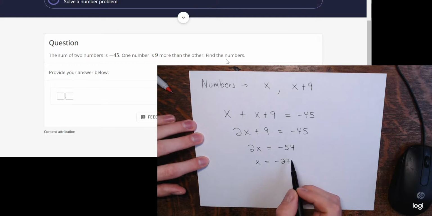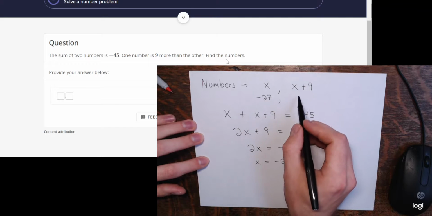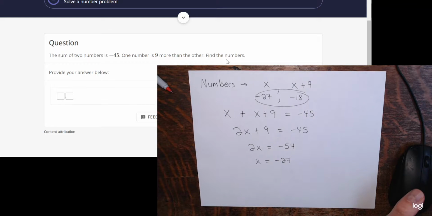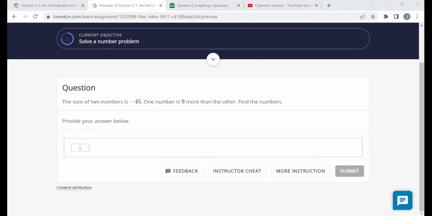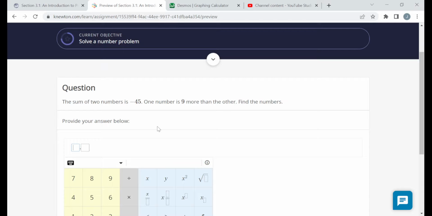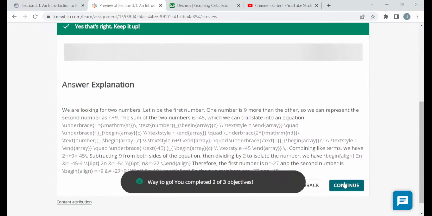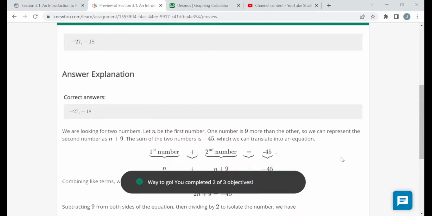Right? So this number I called x is negative 27. Add 9 to that, you get negative 18. And those are the two numbers in question. And their sum is indeed negative 45, right, when you add them up. So negative 27 and negative 18. Great. All right, and then my last problems should involve those consecutive integers again.